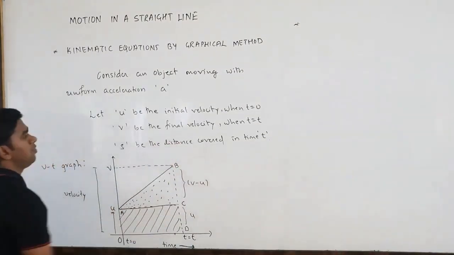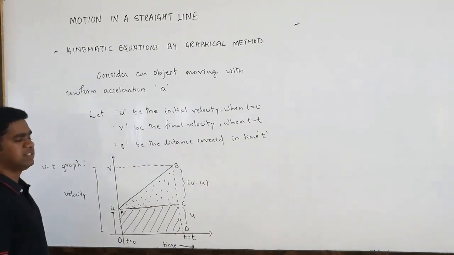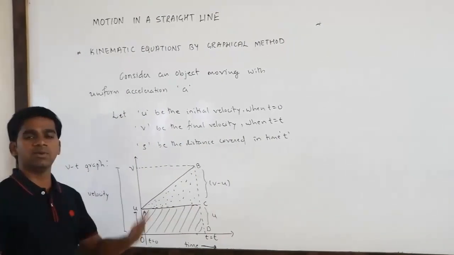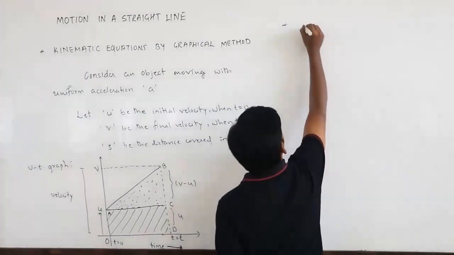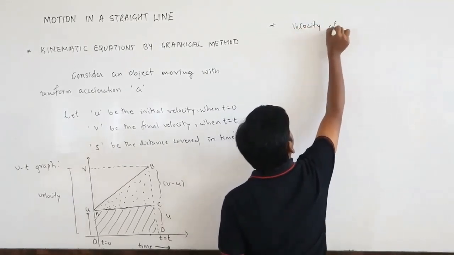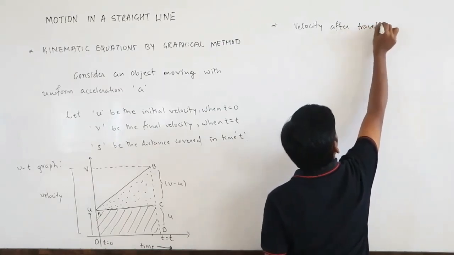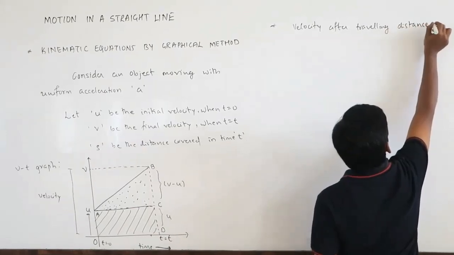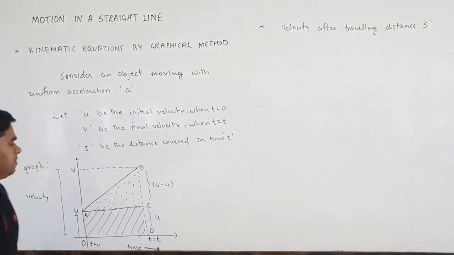So now we will go for the next equation, the third equation of motion. The first equation was velocity when time is given, the second equation distance when time is given, now velocity when time is not given, instead distance is given. So velocity after traveling distance s, or you can say after covering displacement s, whatever it may be.